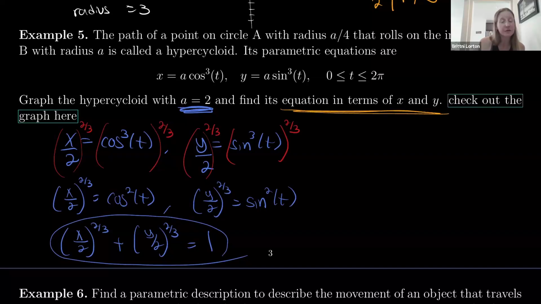That's the equation in terms of just x and y, and you can pause this, go to that website that I just showed you with the cycloid, and try to graph this equation in Desmos.